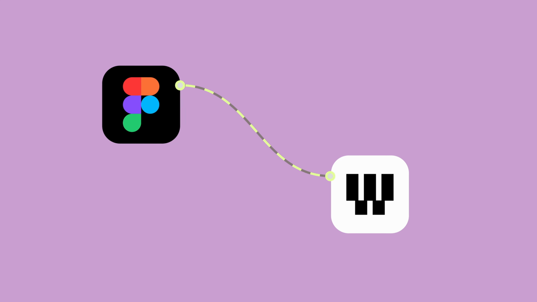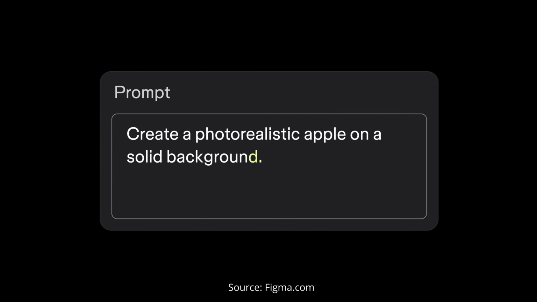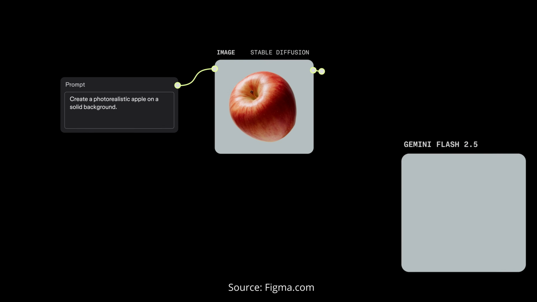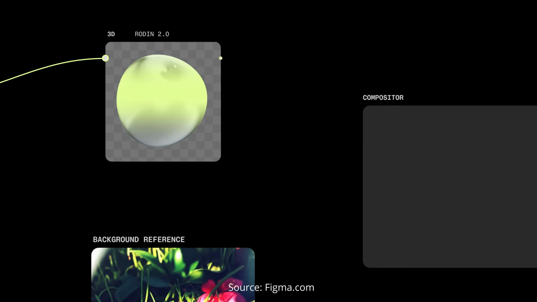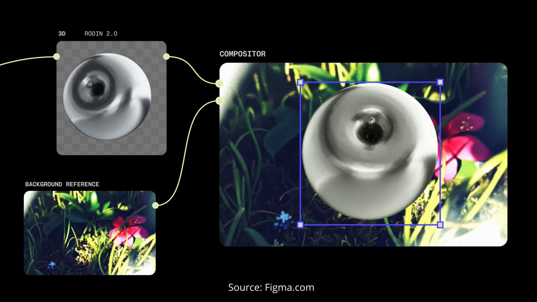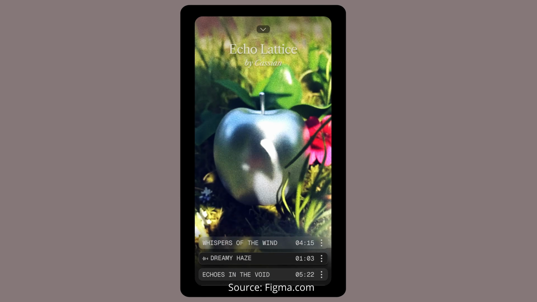Figma just released Figma Weave, and it basically replaces 5 different AI tools you're probably paying for right now. I'm talking image generation, video generation, LLMs, compositing, all of it inside one canvas, wired together so you never have to jump between apps again. Let me show you exactly how it works.